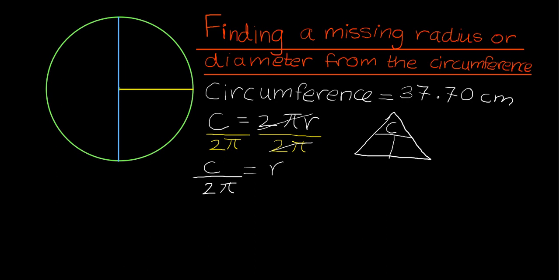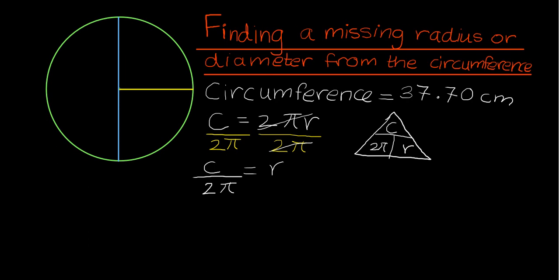We have C at the top, 2 pi at the bottom, and r over here. So the way this triangle works is if I want to find the value of C, then I will cover the C, and that will be 2 pi times r. You see the 2 pi and r on the same level, so I would multiply those two. If I want to find the value of r, I would cover the r, and that would give me the formula C divided by 2 pi, so I can use that as well. So in order to find the radius, I have to divide the circumference by 2 pi.